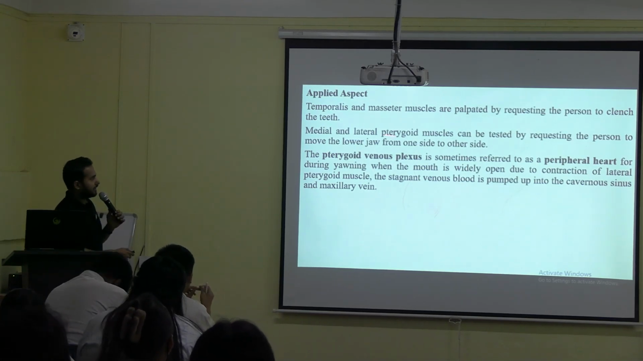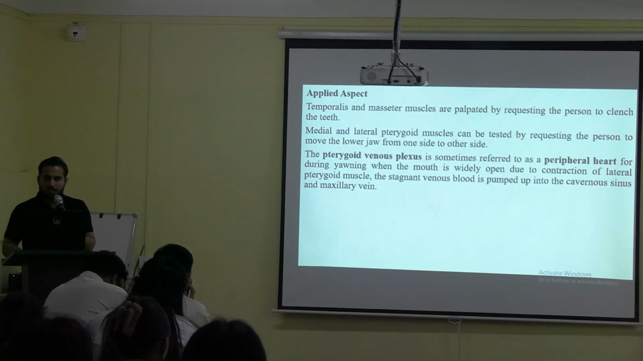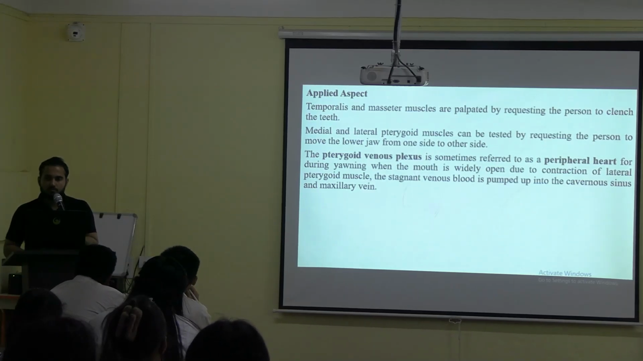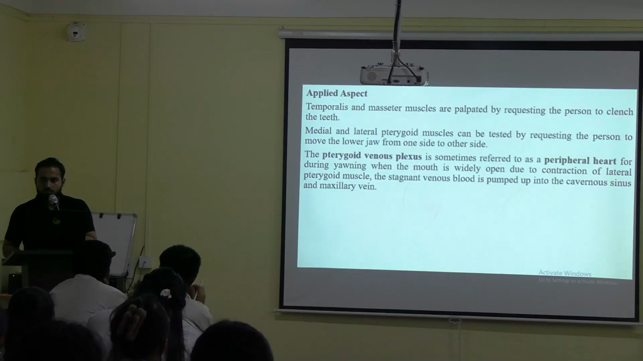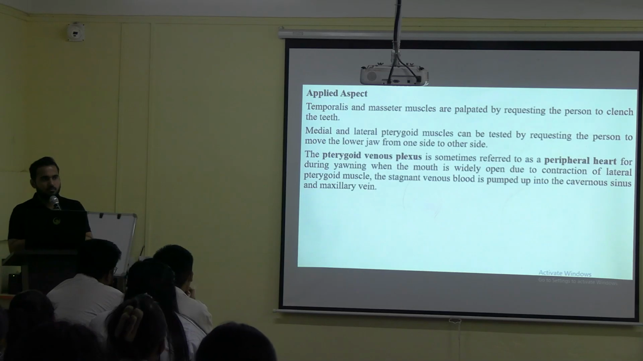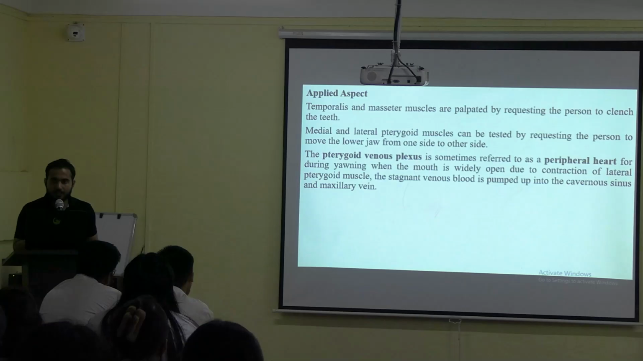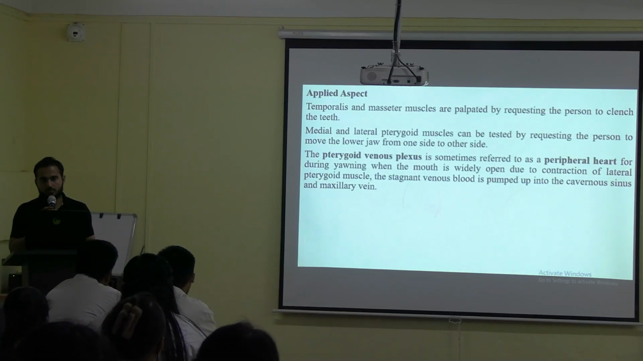Next, the medial and lateral pterygoid muscles can be tested by requesting the person to move the jaw side to side. Here you cannot palpate the medial and lateral pterygoid muscles. You can test them. Why can you not palpate? Any idea? The other two muscles you can palpate, but these two you cannot. You can test whether they are functioning or not. That is because they are situated deep.